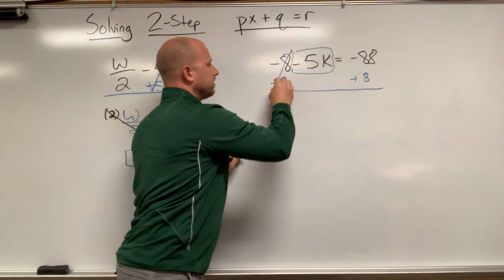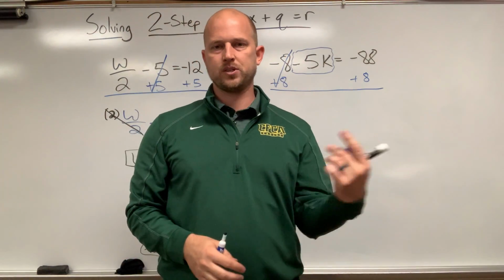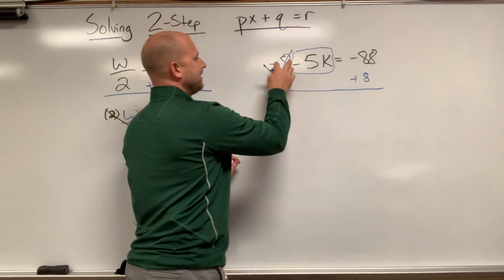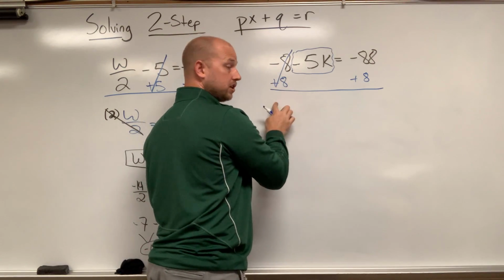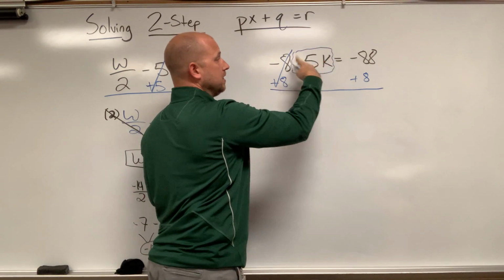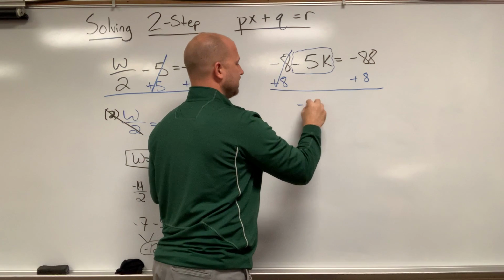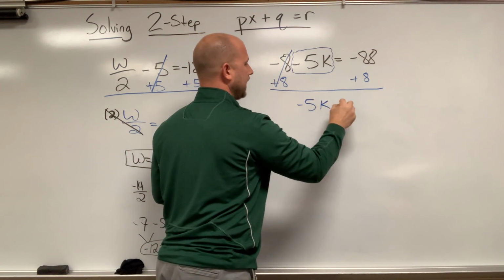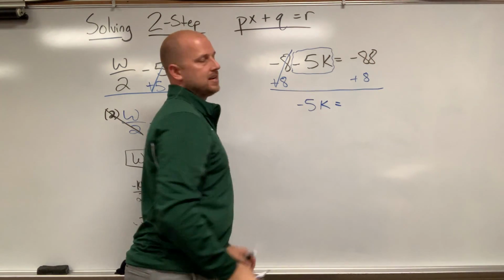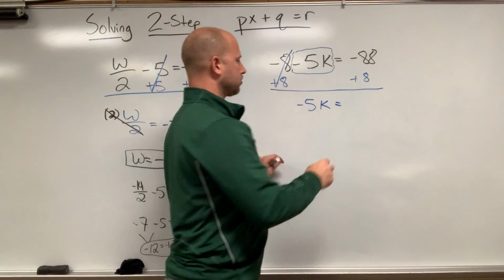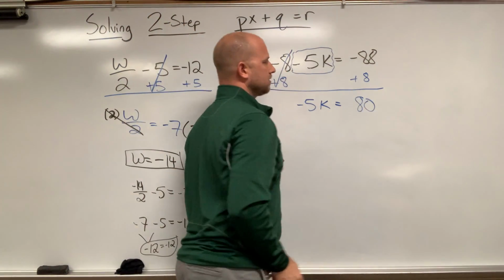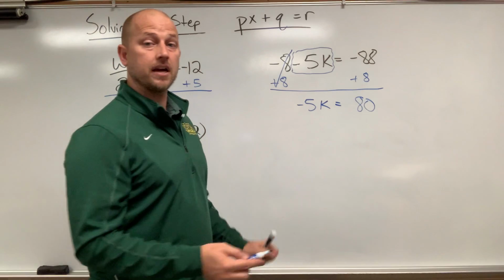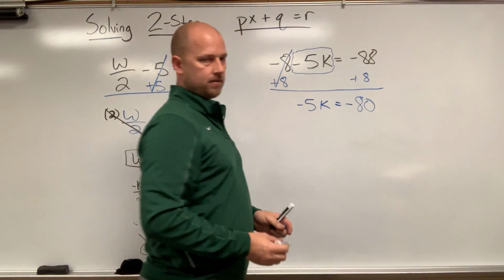That's how you get rid of this. It's going to be a little tricky. This is one of the reasons why I want to do this problem, okay? Negative 8 plus 8 gives us 0. So this in the blue box here goes straight down. This is negative 5k equals negative 88 plus 8. Different sign, subtract. Okay, this is 80. Take the sign from the larger number, negative.